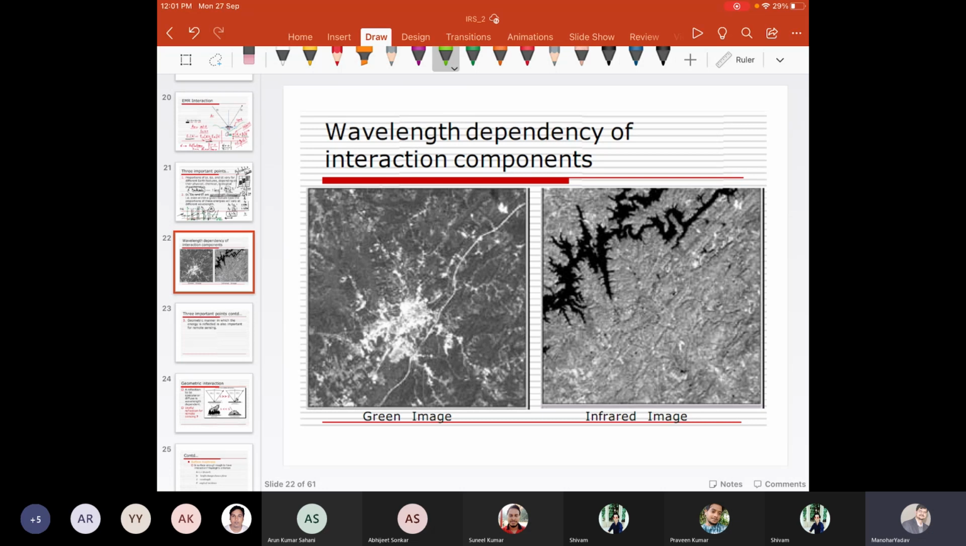Now just see in the image, from the same area, in the first case the image is acquired in the green band, while in the second case it is acquired in the infrared band. Now see the grayscale image and the difference. The images are different. It means different DN numbers are assigned.